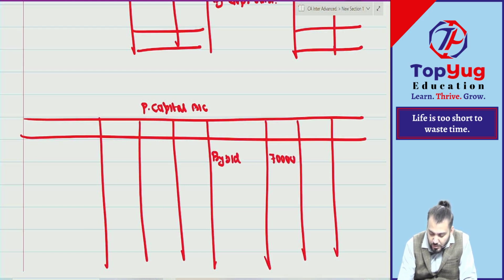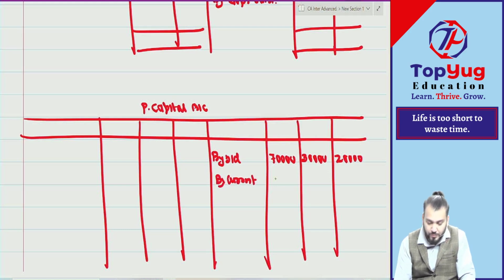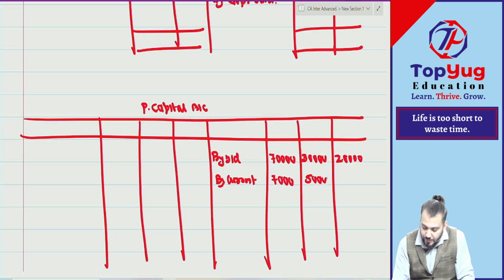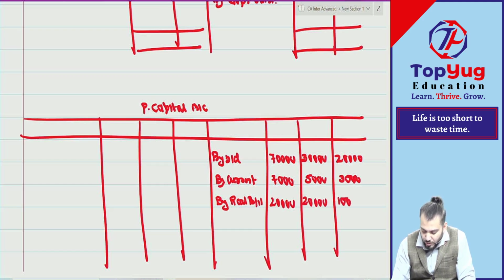70,000, 30,000, 20,000. Current account will be closed by transfer to which account? So by current account, how much? 7,000, 5,000, and then realization profit will come. By realization profit, how much? 20,000, 20,000, and 2 is to 2 is to 1.